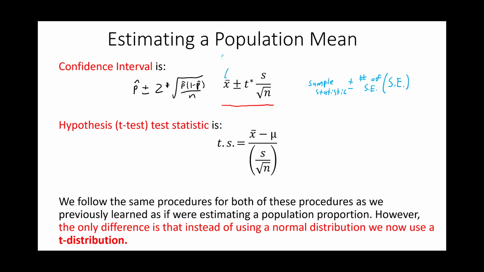We have a sample mean. We add and subtract a certain number of standard errors. So this is the number of standard errors. And then this quantity is our standard error. So we're essentially doing all of that for these different confidence intervals. It's just slightly different formulas because we're estimating a different parameter.